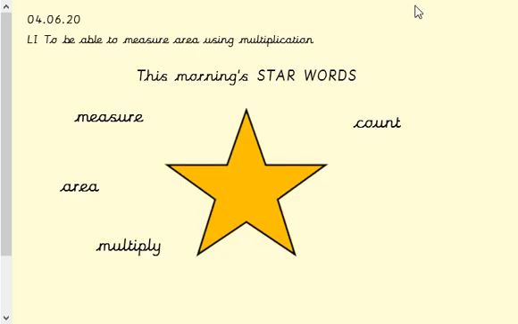Okay, moving on. Our learning intention this morning is that we're going to be measuring area using multiplication. So we're going to use our times table skills to do this this morning. And our vocab, our star words this morning: measure, area, multiply, and count. I could have also used squares in here, I guess.